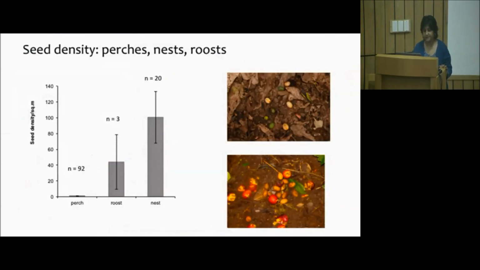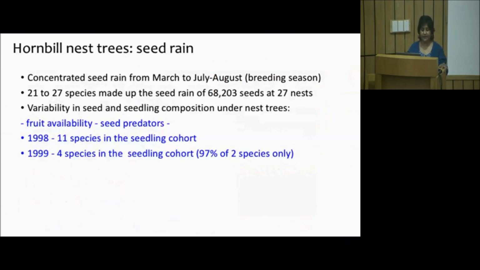In some of the plots around trees, we looked at the seed densities to show you that the densities of seeds are way higher under roost and nest trees compared to perch trees, where hornbills spend shorter periods of time and which are more unpredictable in space and time, because they are moving around. As you can see, at roost sites, seed densities are up to 44 seeds per square meter. At nest sites, it can be 100 seeds per square meter, whereas at perch sites, it is less than 1.